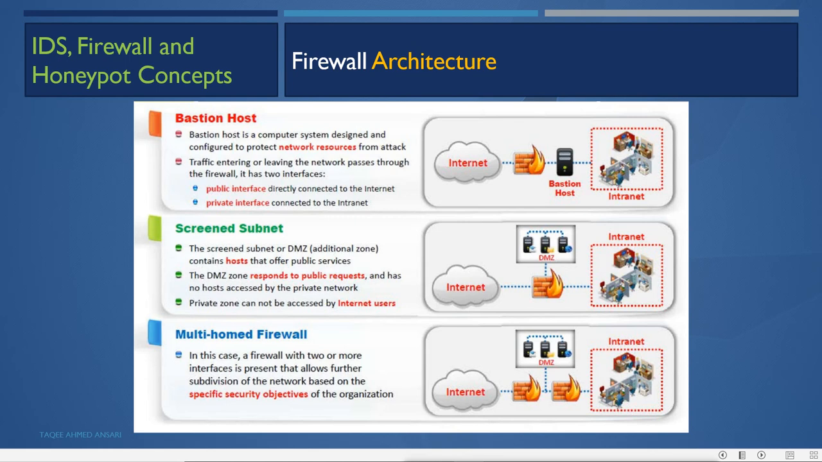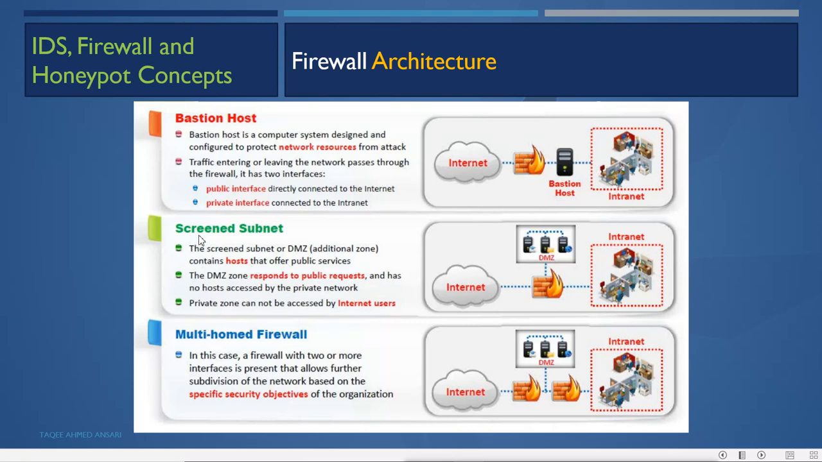It has two interfaces: a public interface directly connected to the internet and a private interface connected to the intranet. As you see in the image, the bastion host is actually a normal computer which we use as a firewall. One interface is connected to the public network, the internet, and one interface is connected to the intranet, that is our internal network. Whatever traffic goes through, we configure the rules here, and it will do the allow or deny.